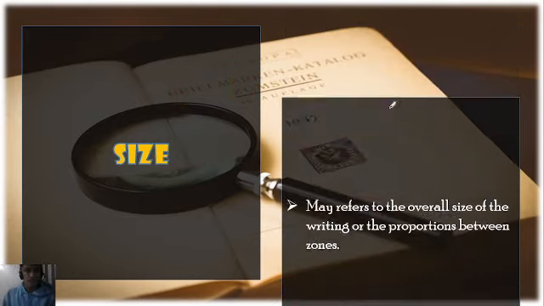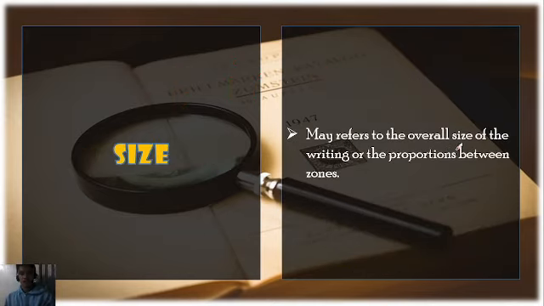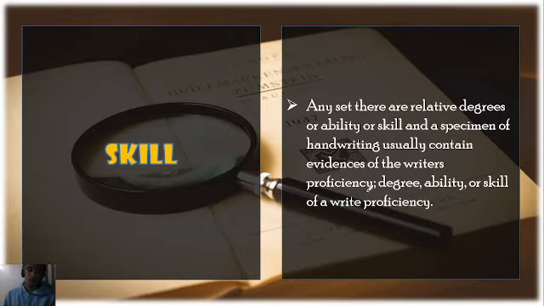Okay, that is simplification. And then the size, we are referring to the overall size of the writing or the proportions between zones. And with that, skill is also being considered in handwriting examination. We are simply referring to the ability, the skill of the individual to write proficiently. So the ability to write with proficiency.